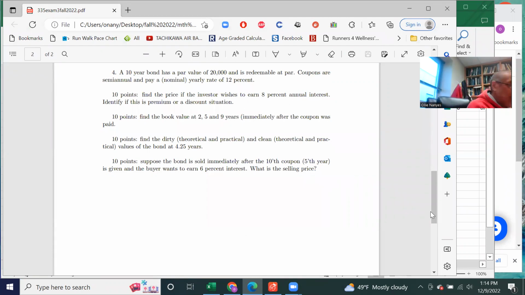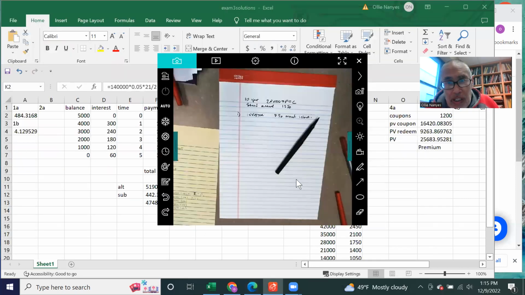So I'm going to write this down. It's 10-year. 20,000 is a face, which is also the redemption value. Coupons are semi-annual at a nominal rate of 12%. And part 1, the investor wishes to earn 8% annual. And then to identify some stuff here. So let's just look at that.